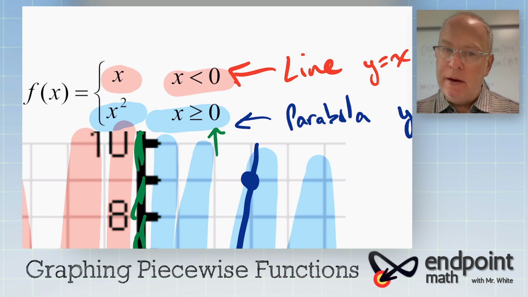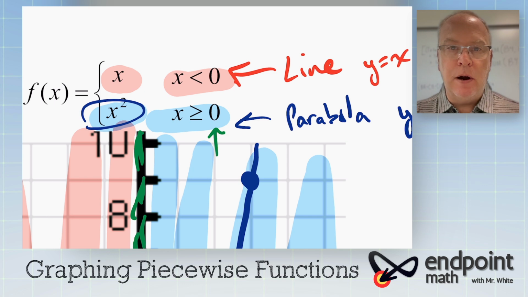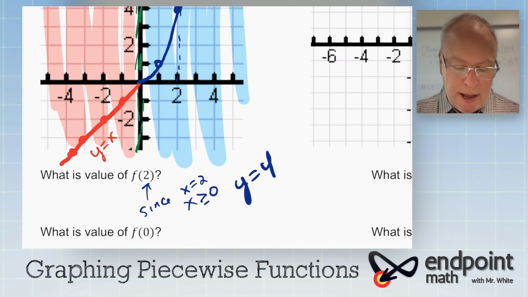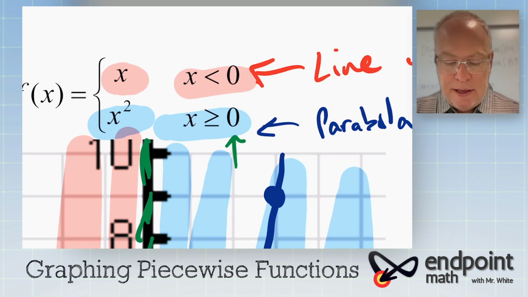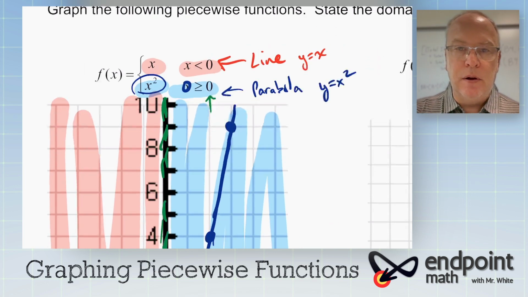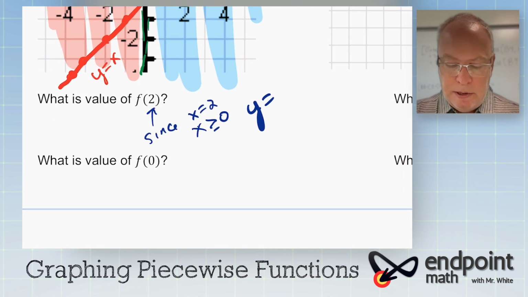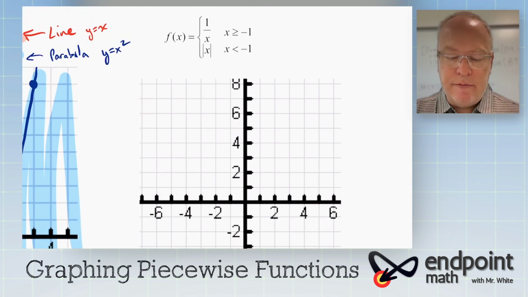So we're putting 2 in, so I'm going to use the blue part of it. All right, let's see what else it has. F of 0, well, that's easy. That's actually right in the middle. That's going to be 0, and you can see that 0 is greater than or equal to 0. So once again, 0 squared is 0. So this would be 0. All right, let's go on to the next graph.